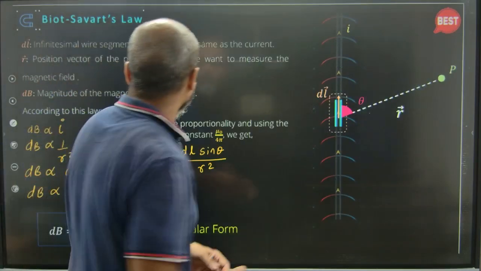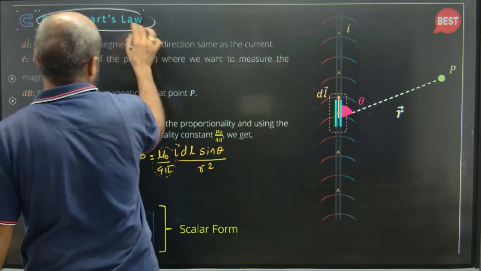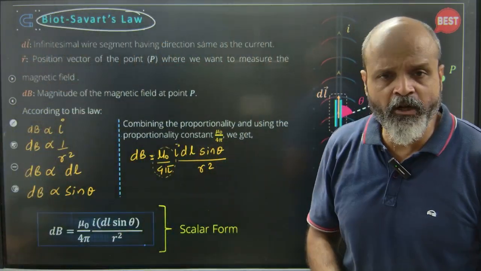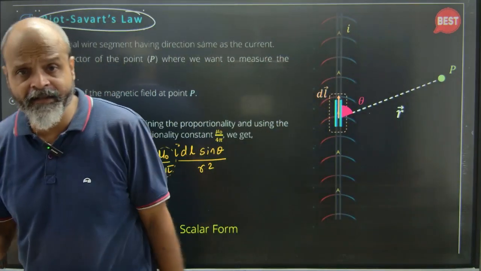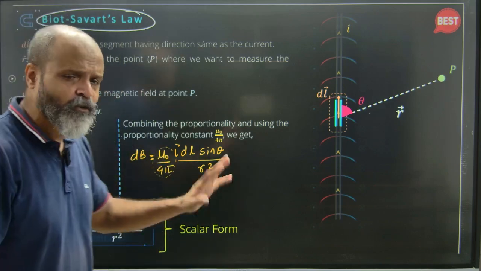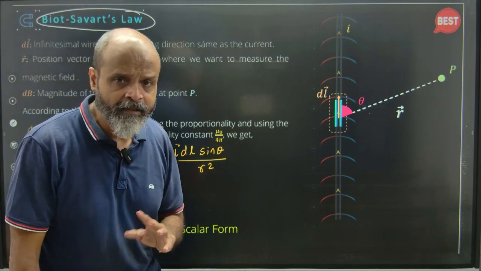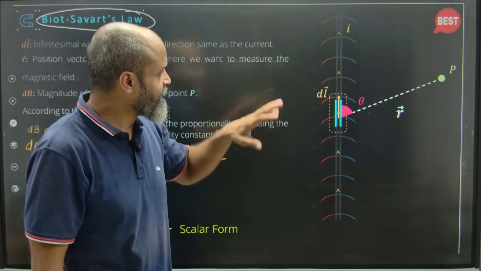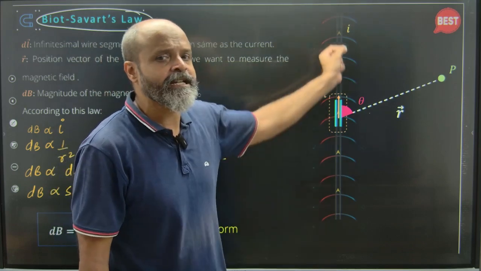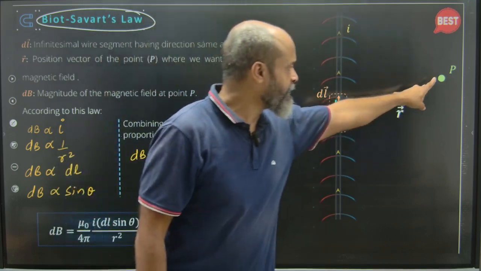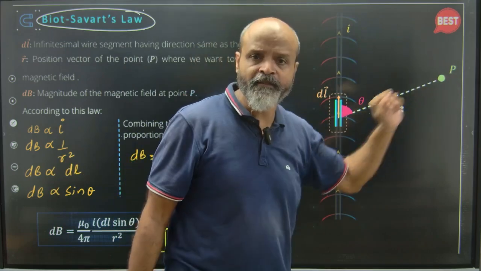So we will now talk about Biot-Savart's law. So what is Biot-Savart's law? Biot-Savart's law is basically applicable to a current carrying conductor, and we can derive this for finite as well as for infinite length. So what we need to understand is that there is a current carrying conductor, a certain amount of current is passing through this conductor. There is a point which is at a distance r from the conductor.